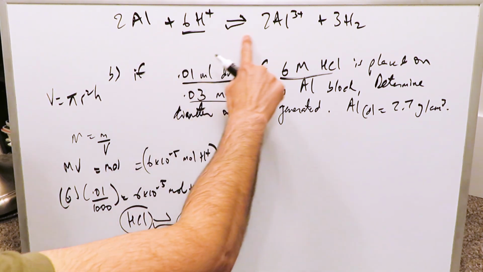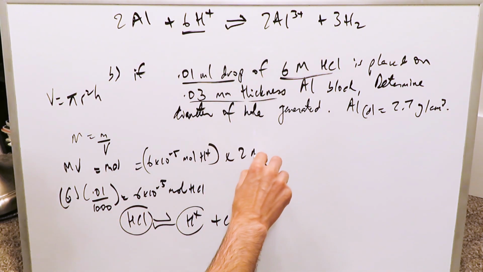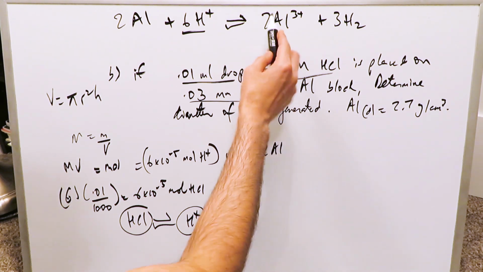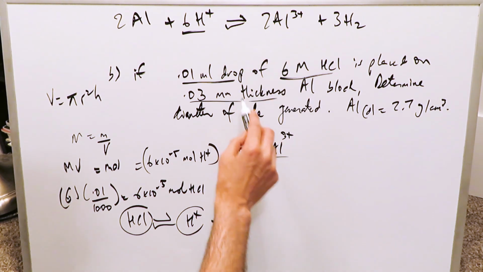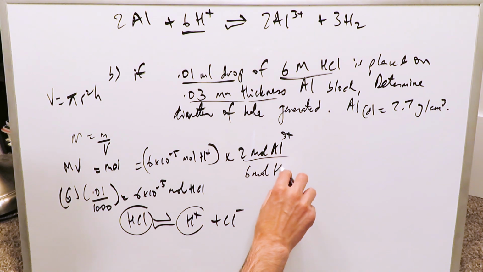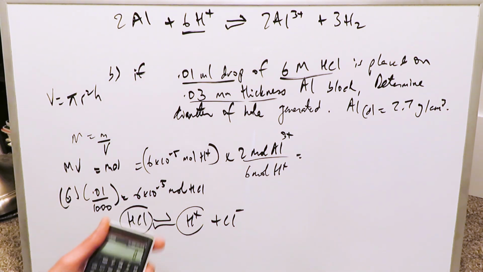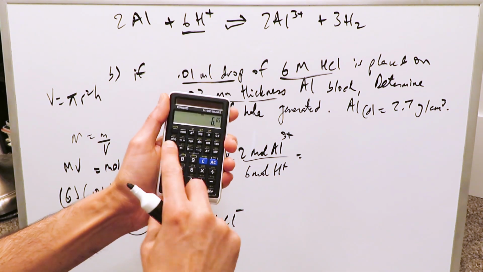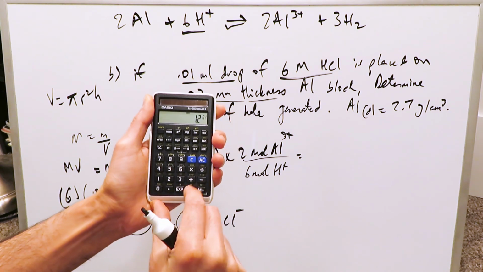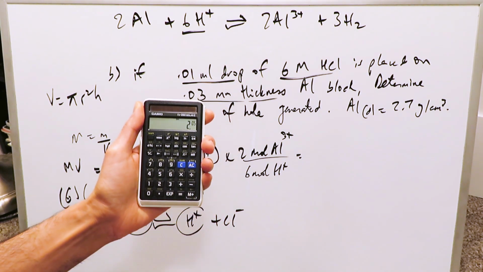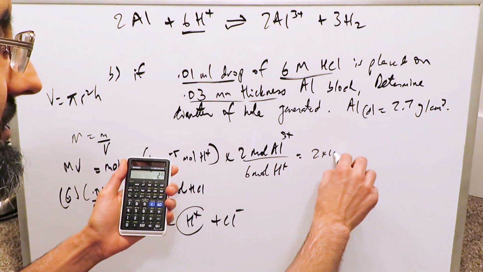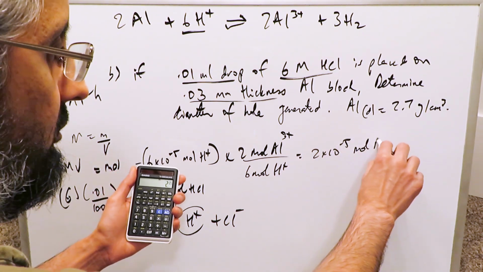Now bring everything here with regards to aluminum. You have times 2 moles of aluminum cation per 6 moles of hydrogen. And what will you get? You'll do 6 times 10 to the minus 5 times 2 divided by 6. You'll get 2 times 10 to the minus 5 moles aluminum.